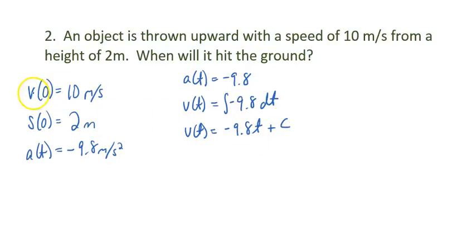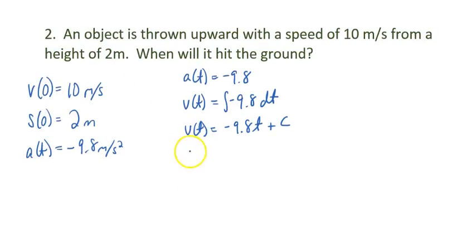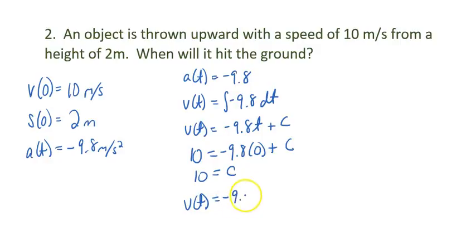And in this case, I had an initial velocity of 10, so when the time is 0, the velocity is 10. So I'm going to plug 10 in for the velocity and 0 in for the time, which means c is 10. So our velocity equation is actually negative 9.8 t plus 10. So I'll star that.